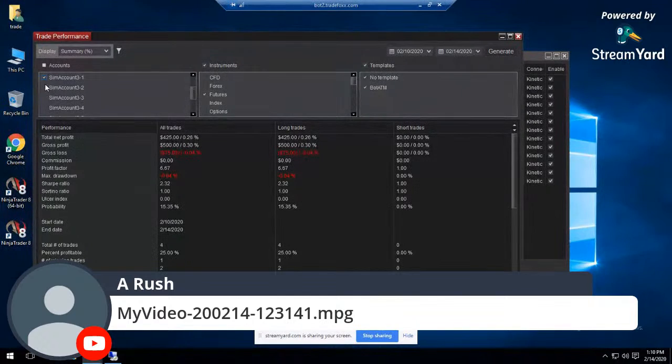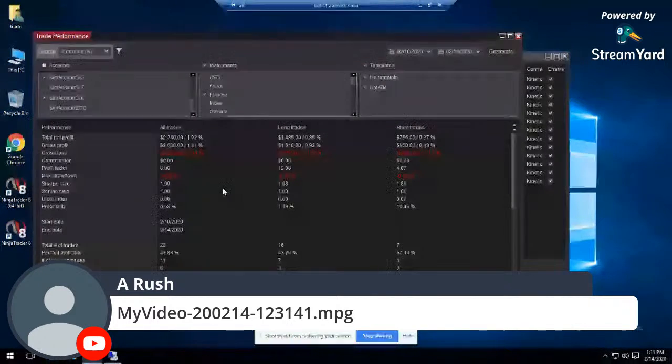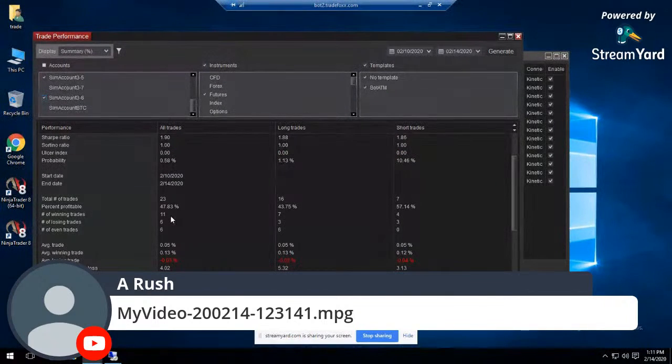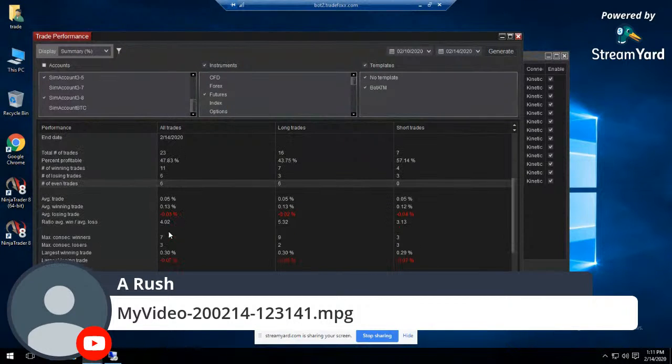Made 525. So if I take algorithm 1, algorithm 2, algorithm 3, algorithm 4, 5, I skip number 7 because I don't like what it's doing. Algorithm 8. All the algorithms except number 7, which needs some TLC, produced $2,240 in simulation mode, and lost $320. It won 11 trades, lost six, and broke even on six. And that's where we're at.